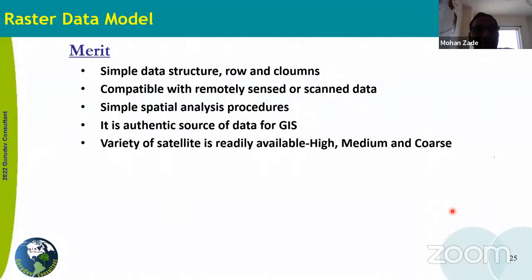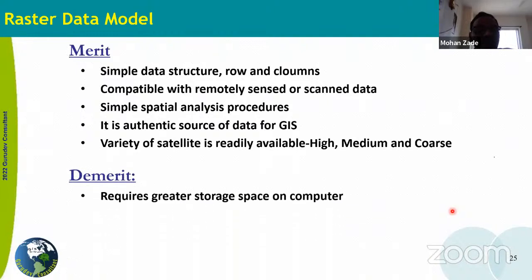Then a variety of satellite data are readily available, like high, medium, and coarse resolution. Those are now readily available, so you need not produce them again. Some demerits are that it requires greater storage space, because as I said, the images or raster data are in the form of square and rectangle shapes. But in reality, our objects are never in the form of a square or rectangle. They are irregular shapes. So what happened to the remaining portion of the circle?